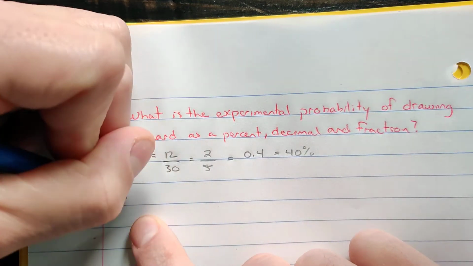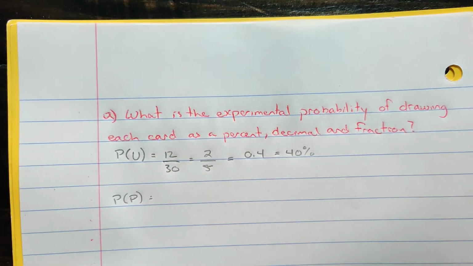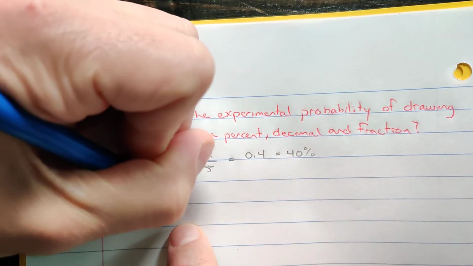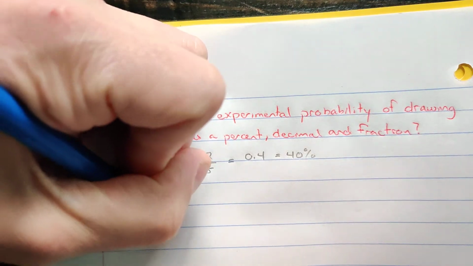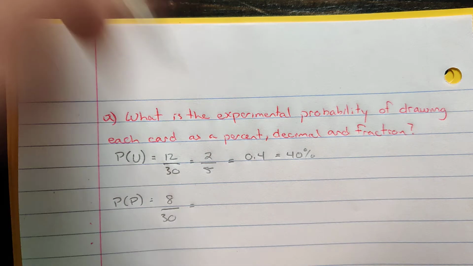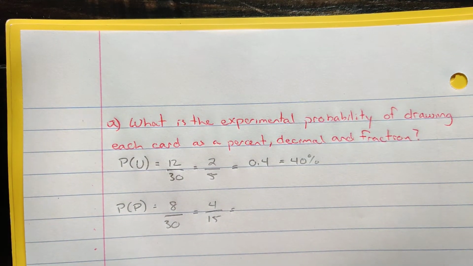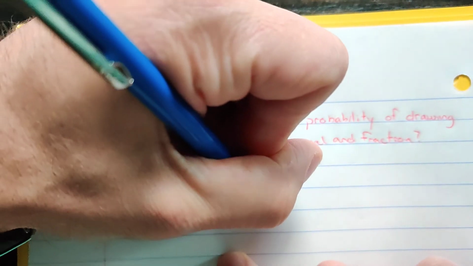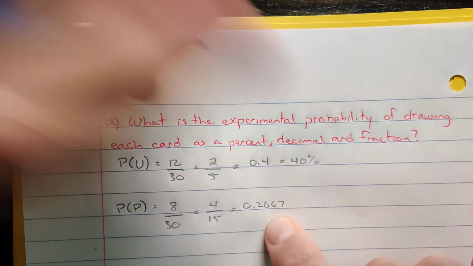The probability of drawing a pickle card, so probability of P, is 8 cards were drawn. So the number of times the event occurred was 8 divided by the total of 30. So 8 out of 30, which is going to give us 4 out of 15. And 4 over 15 is 0.2667. So there's our probability of drawing it as a decimal.